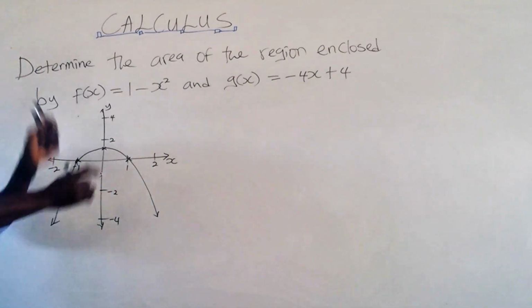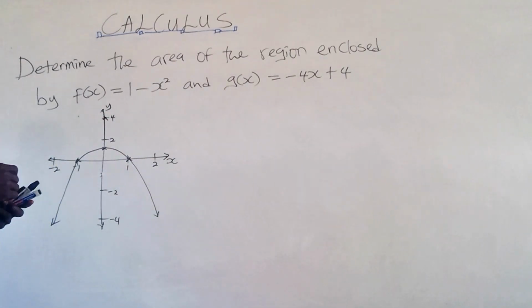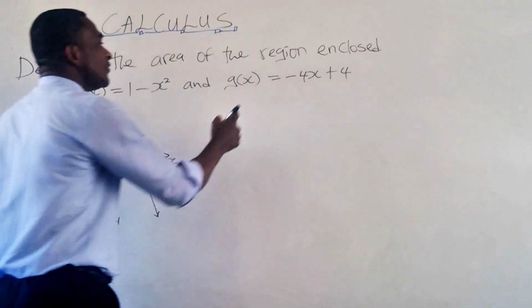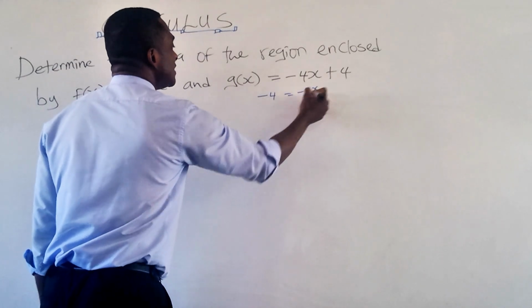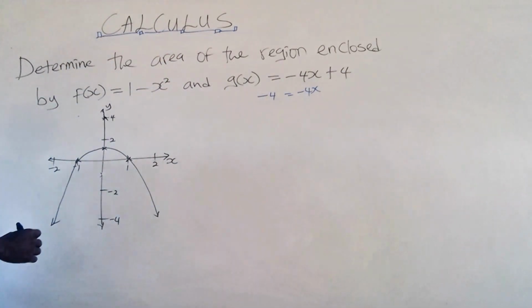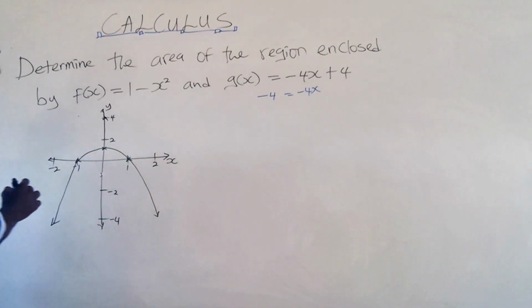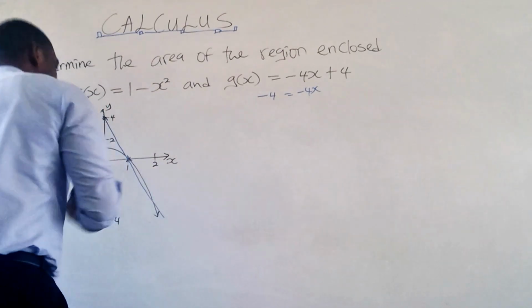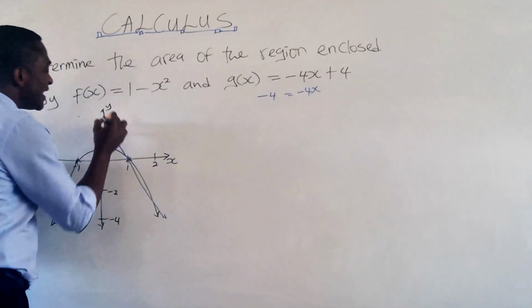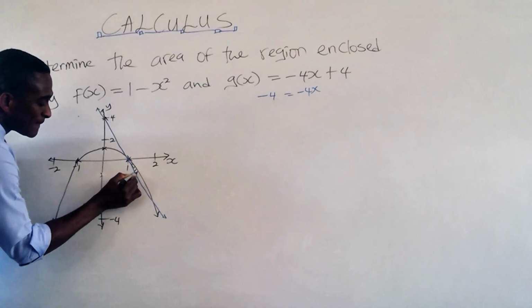Then on the other one, my y-intercept is at 4. And my x-intercept, if I make y 0, I'll have -4 = -4x, so my x-intercept will be at 1. So this is the graph that I'm going to have. If they are asking for the area enclosed by these two graphs, it means they're asking for this area.